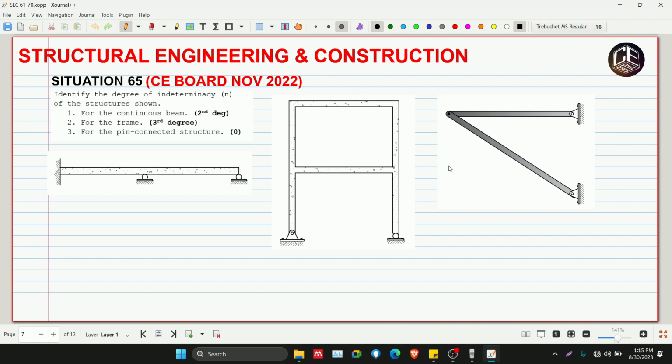Ito actually napakadali lang ng topic na to, pero karamihan sa mga estudyante nagkakamali dito kasi hindi nila masyado talagang nauunawaan yung bilang ng mga reaction sa kada support, and hindi rin talaga lubos na naunawaan ng mga student ang difference between support and connection.